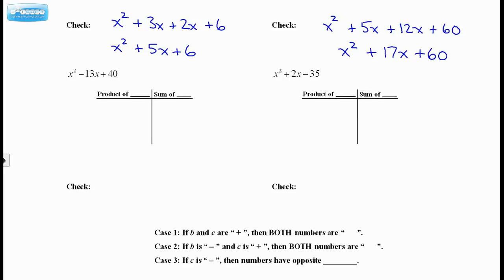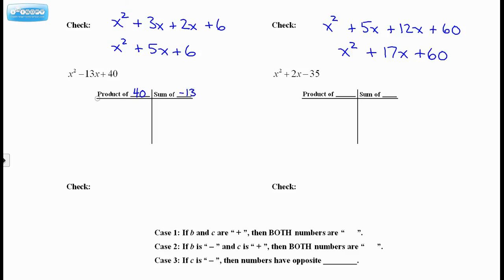Let's try a couple more. x squared minus 13x plus 40. So we want to try and find two numbers that multiply to 40, but add not to 13, but to negative 13.